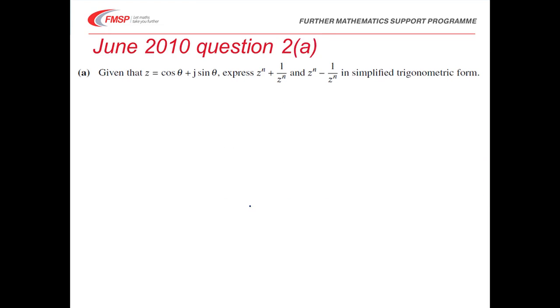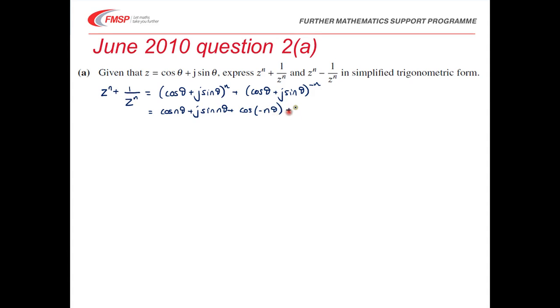Okay. Given that z equals cos theta plus j sine theta, so start here. I've got z to the n plus 1 over z to the n is (cos theta plus j sine theta) to the n plus (cos theta plus j sine theta) to the minus n. Using de Moivre's theorem, that's cos n theta plus j sine n theta plus cos of minus n theta plus j sine minus n theta.